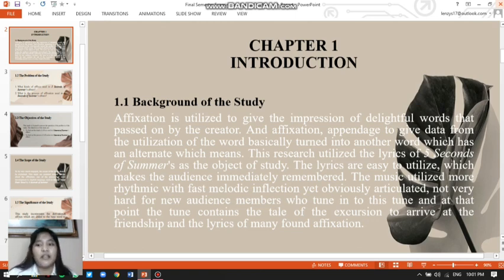The music analyzed is more rhythmic with fast melodic inflection yet obviously articulated, not very hard for new audience members to tune into. The tune contains the tale of origin to arrive at friendship, and in the lyrics, so many affixations are found.